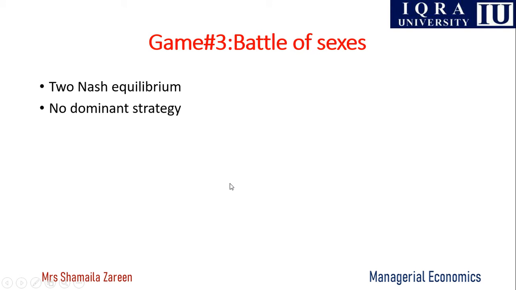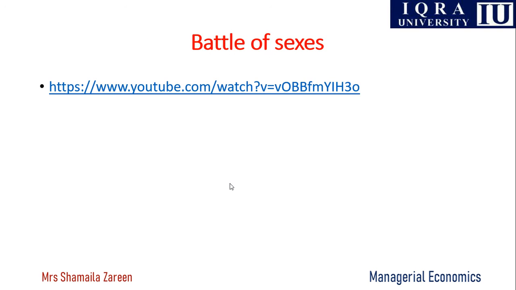Why do you say no dominant strategy? It means you are not choosing one specific option. It means there is no dominant strategy. In the first case, you are thinking about one option, and in the other case, you are thinking about another option, and in both cases, you don't have one decision. This is called no dominant strategy. So here you can go through this game also.